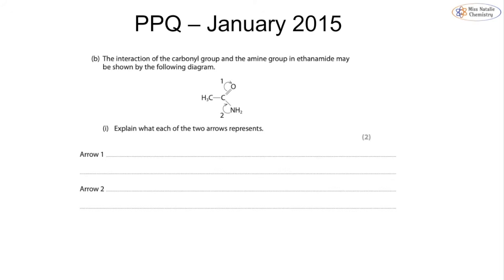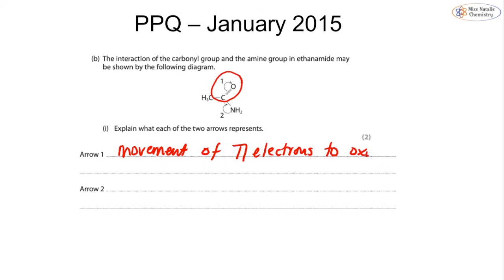So we have the interaction of a carbonyl group and an amine group in ethanamide can be shown in the following diagram. Now, although we haven't talked too much about ethanamide, we can still answer this question based on what we know about the lone pairs. So we just have to explain what the 2 arrows are. Well, arrow number 1, which is here, is the movement of the pi electrons to the oxygen. So we have the pi electrons in the double bond moving towards the oxygen.